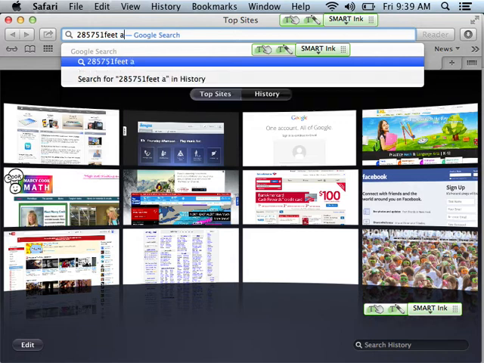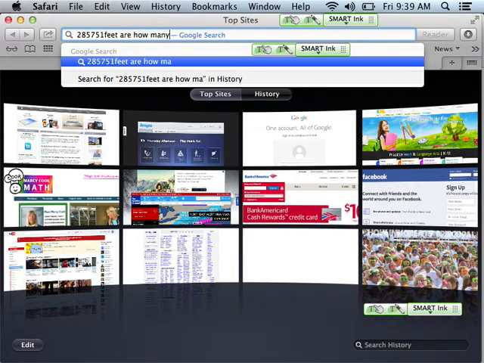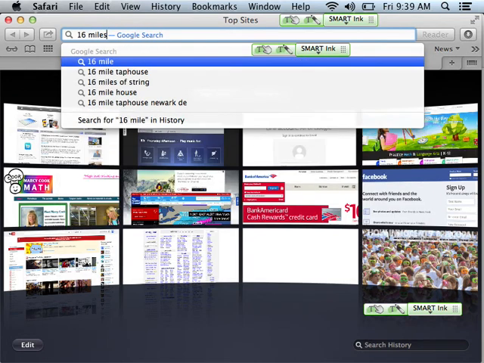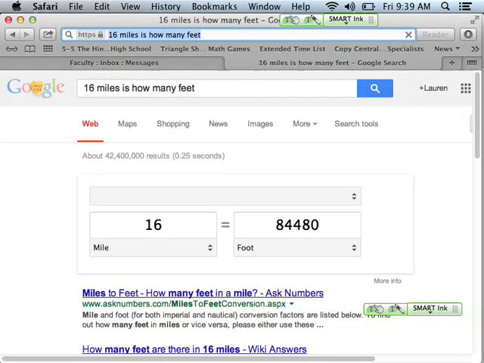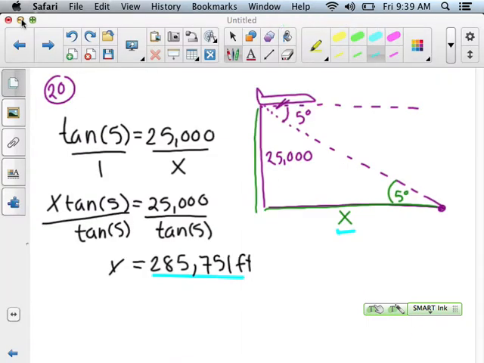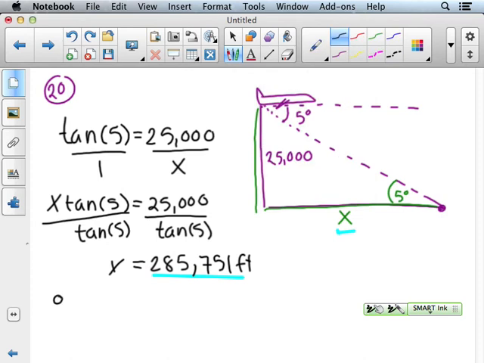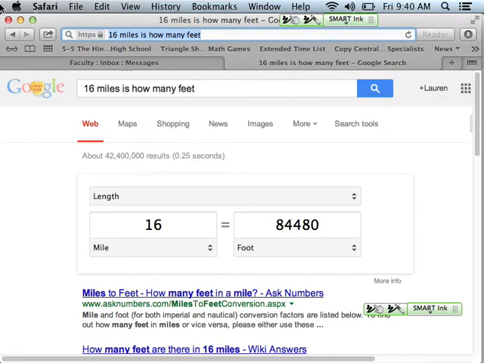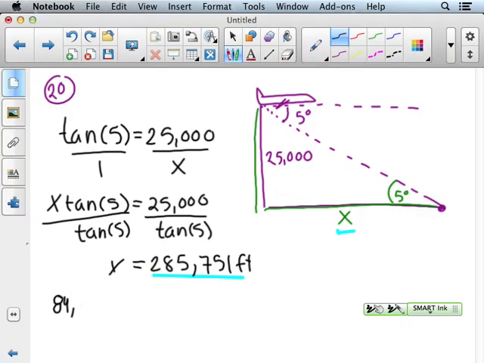285,751 feet are how many miles? Actually, we'll do 16 miles is how many feet. 16 miles is how many feet? 84,480. Okay. 84,480. So, that's why this didn't make sense. Okay, so that's how many more feet he's going to continue.